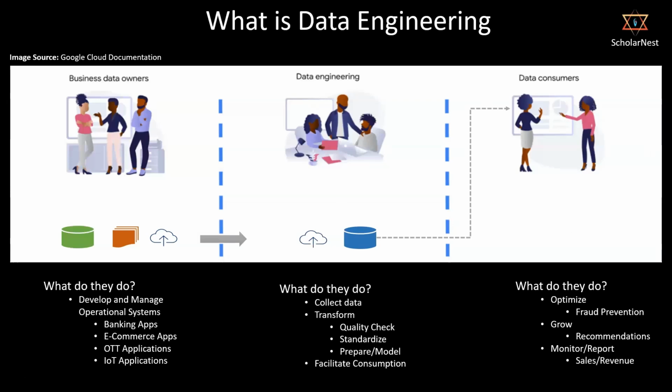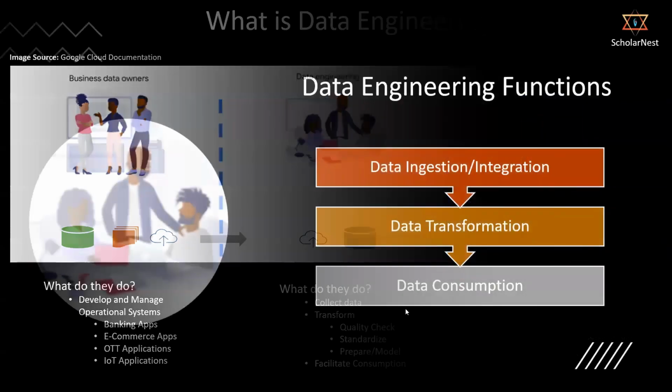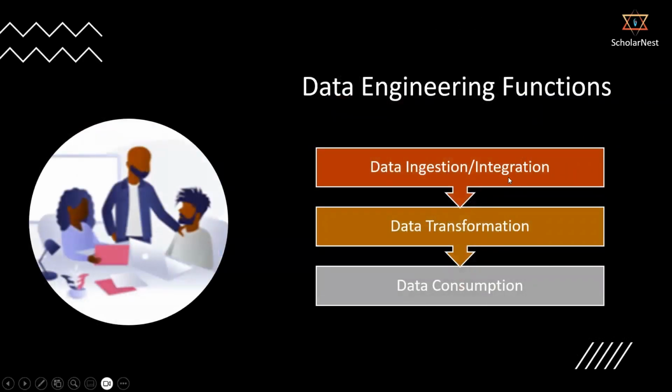So that's the high level view of what we do as data engineers, what kind of projects we develop. Mostly we develop projects in these 3 functional areas, right? Data ingestion and integration, data transformation, and then finally facilitating the consumption. We don't consume, but we facilitate the consumption method. So these are the 3 main functions of data engineering.